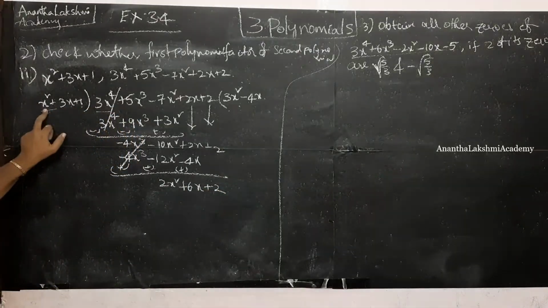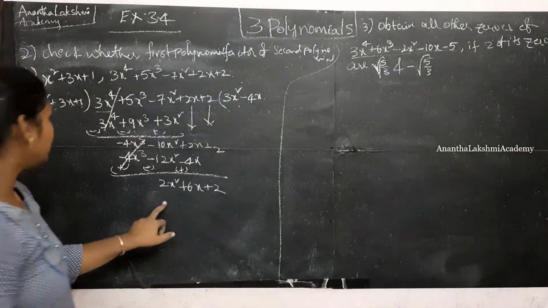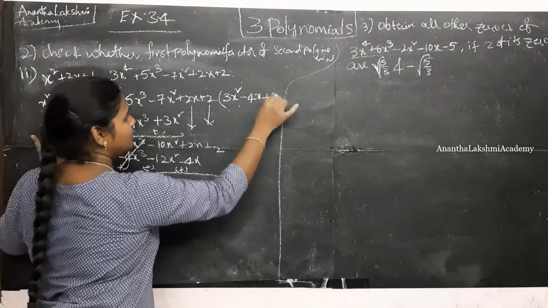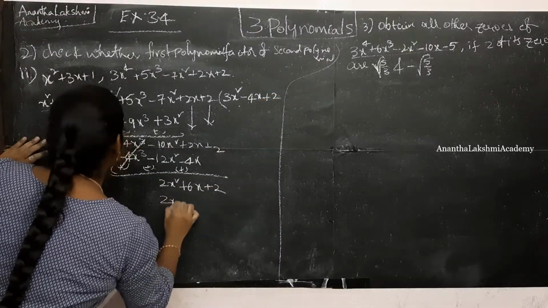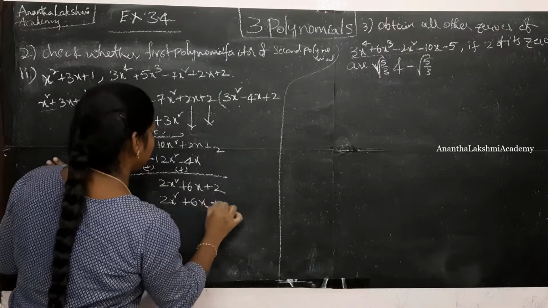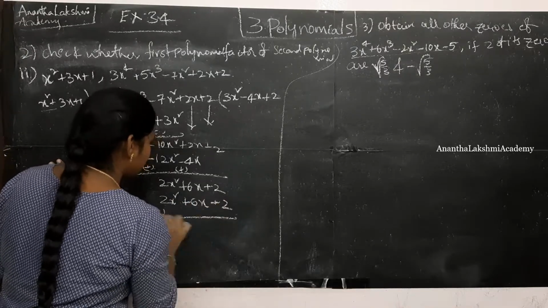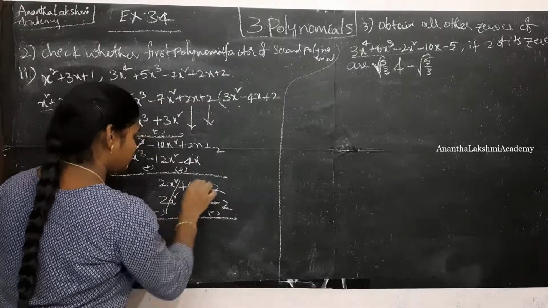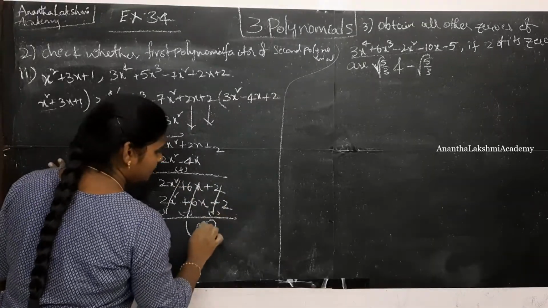We have x square here, but we need 2x square here. So let me multiply it with 2. That becomes 2x square plus 6x plus 2. For the subtraction, as the signs change, the remainder is 0.